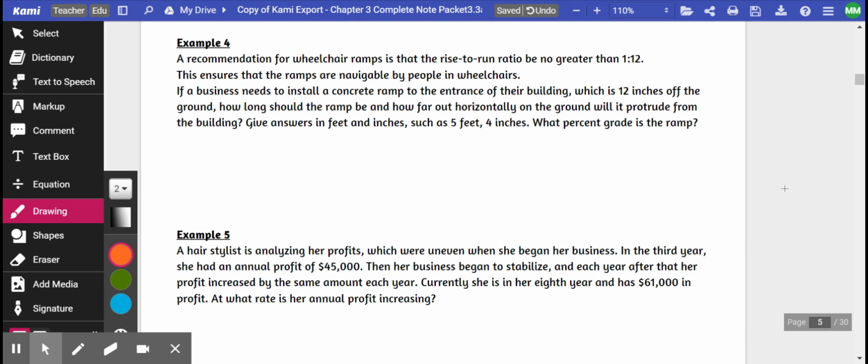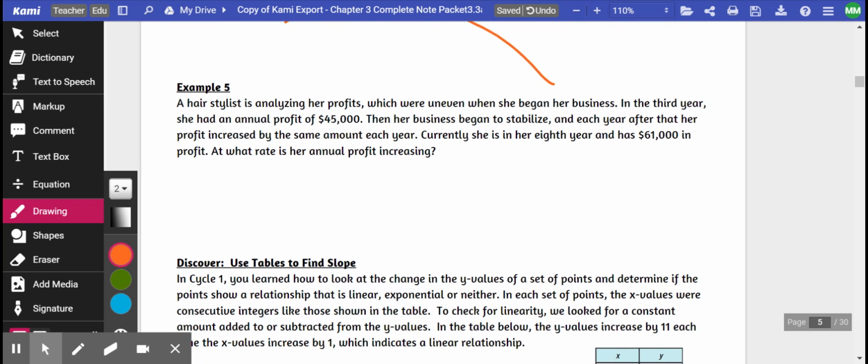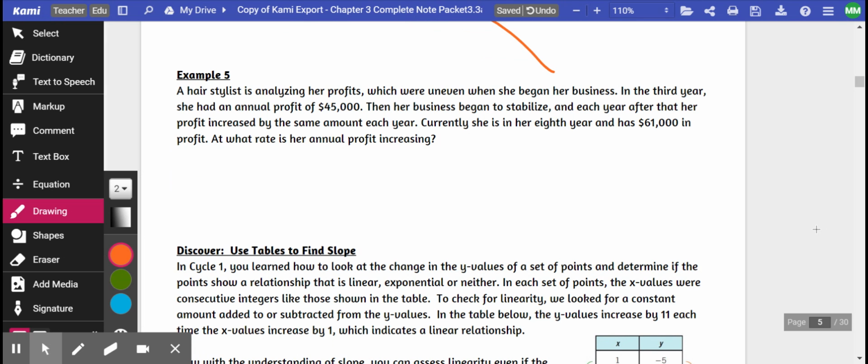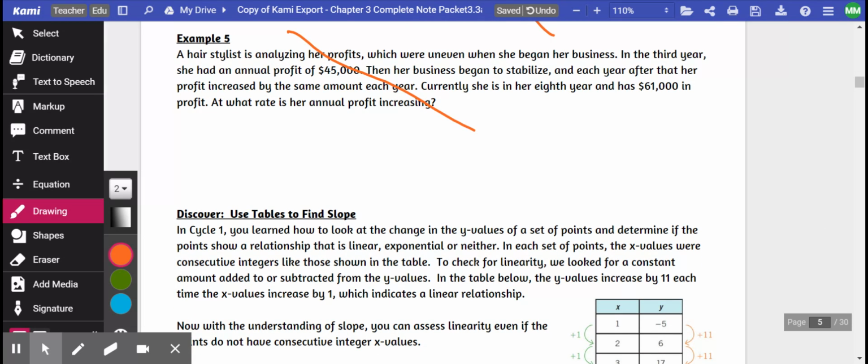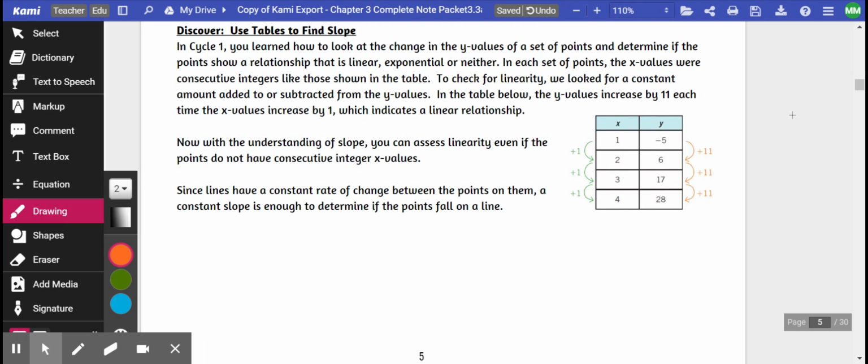Example 4, we're going to skip that one because it uses both feet and inches, so I'm not too concerned about that one. And same with 5. But we're going to go ahead and look at using our table to find the slope.